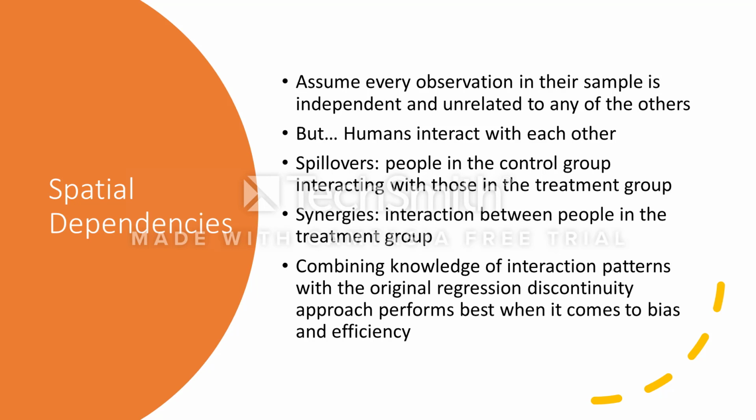In regression discontinuity, we look at people who are very close to each other in some dimension. Chances are that people are also likely similar in other dimensions. In fact, we're trying to find people who are as similar as possible such that continuity holds. If that is the case, it also becomes more likely those people are in contact with each other, increasing the possibility of spatial dependencies. Results from the simulations imply spatial dependencies indeed can play a substantial role in regression discontinuity estimation. Moreover, the only way to deal with spatial dependencies is through modeling them with some form of interaction matrix. Combining knowledge of interaction patterns with the original regression discontinuity approach performs best when it comes to bias and efficiency.